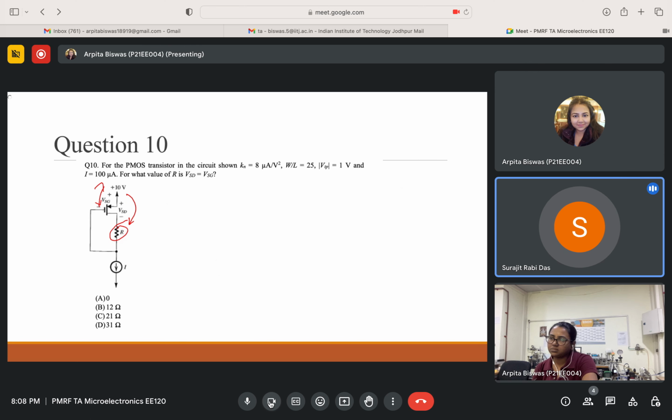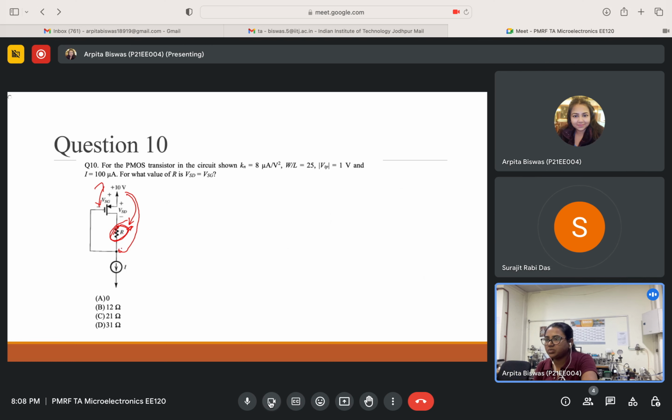Like if drain and gate are shorted, it means there is no resistance present between drain and gate. That portion is shorted, only the resistance value is here and it is also connected here. So if the R value is 0, in that case VSD equals VSG. So R value is 0.